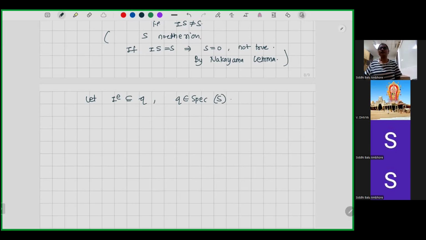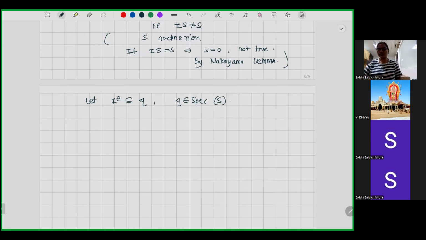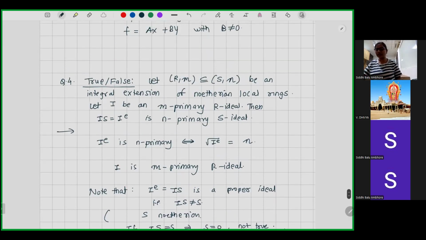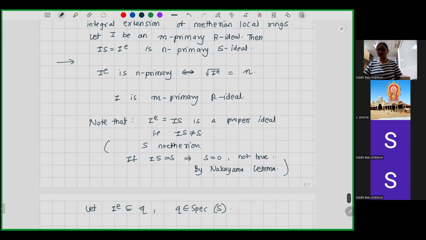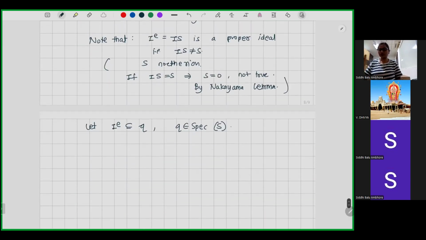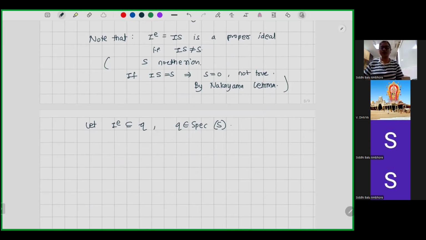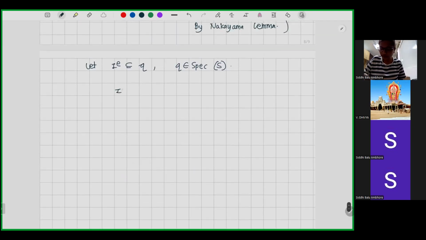We need that this IS, the I extension, is not the whole ring, because we have to start with producing some prime ideal Q which contains this I extension, so that we can arrive at the conclusion. Then the I extension contraction will be contained in Q contraction. Okay, contraction follows the inclusion.